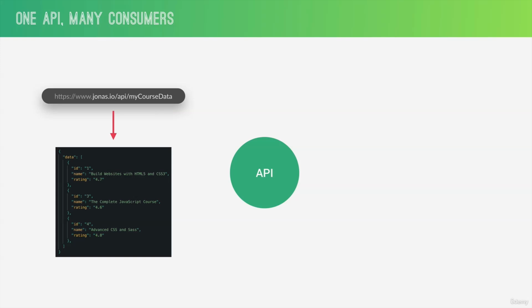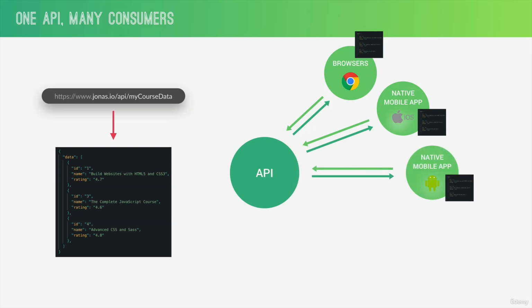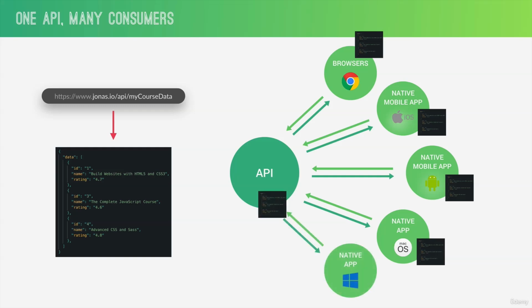Now, so far, we only talked about requests coming from web browsers, but we could also request and then consume the exact same JSON data on a native iOS app, or an Android app, or even on desktop apps for the Mac or for Windows computers. The possibilities are really endless when we build an API, because we simply have one data source which can then be requested and used anywhere, not just browsers.